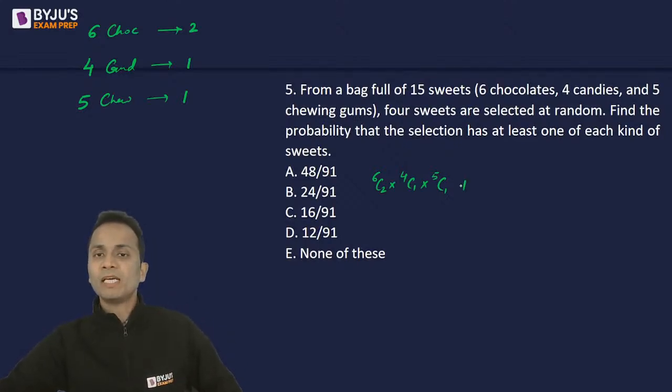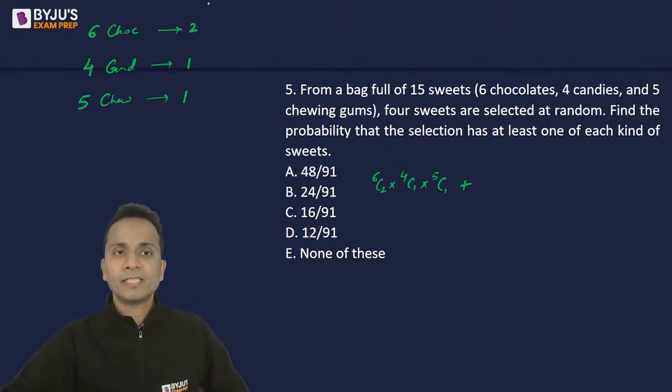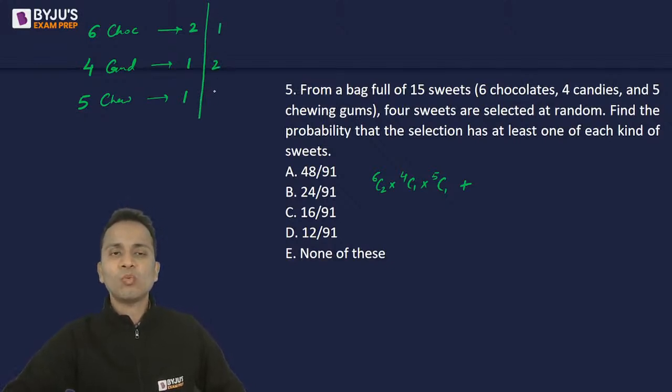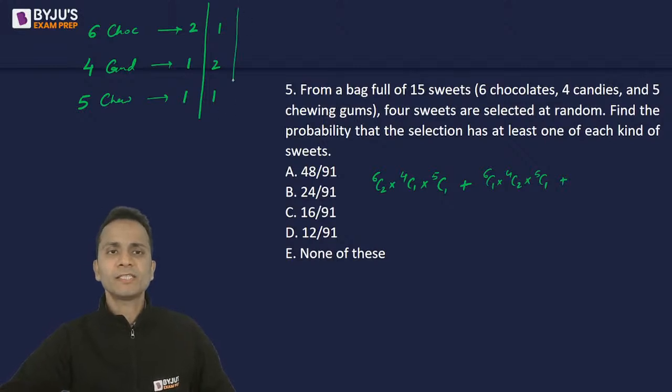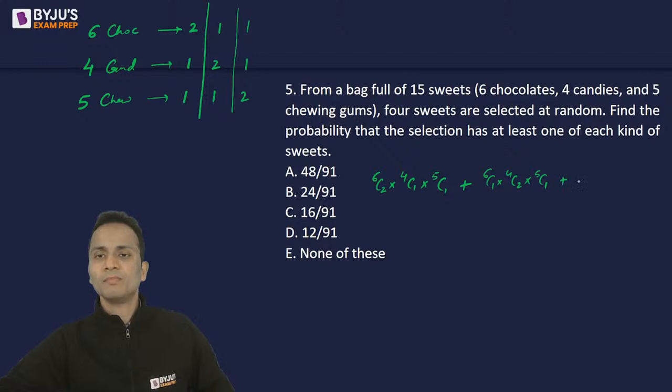Okay. Plus, let's look at the second case. So second case can be I'm selecting 1 chocolate, 2 candies, and 1 chewing gum. So similarly, I'll write the number of possibilities. So 6C1 multiplied by 4C2 multiplied by 5C1. And finally, the third case in which I'm selecting 1 chocolate, 1 candy, and 2 chewing gums. So 6C1 multiplied by 4C1 multiplied by 5C2.